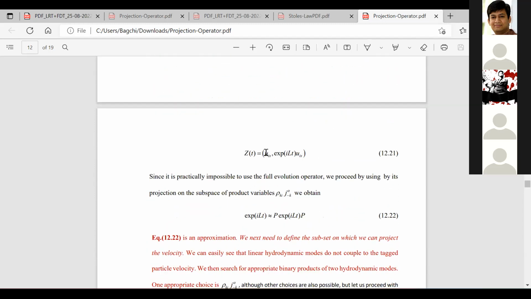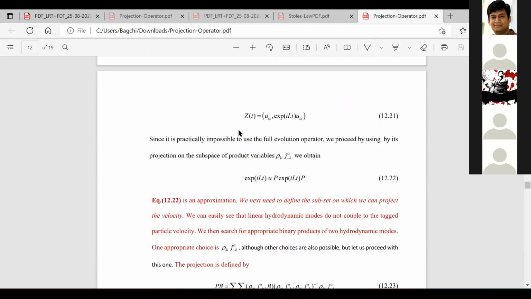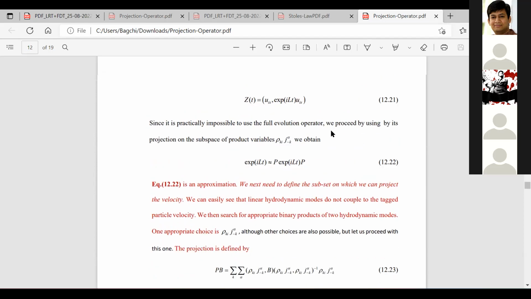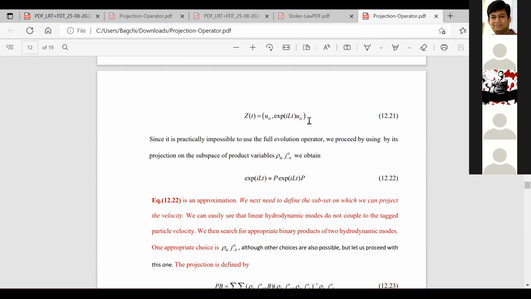Okay. So this is the velocity time correlation function that I was talking about. Z(t) is just one of the components, u. And then what you are going to do with this e to the power iLt, which is the propagator, is project it onto my degrees of freedom. So I write e^{iLt} P e^{iLt}.